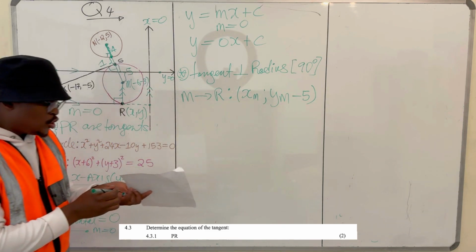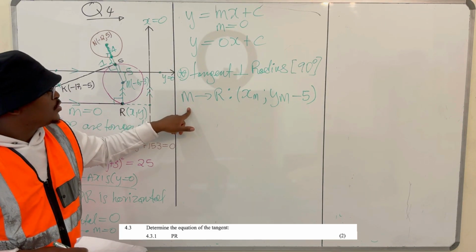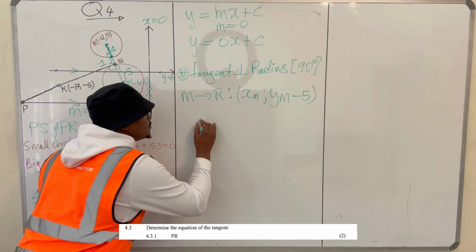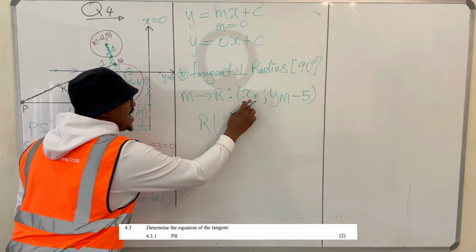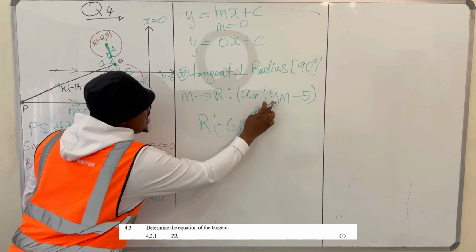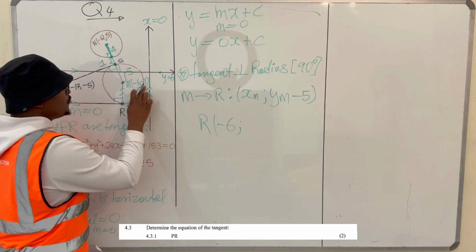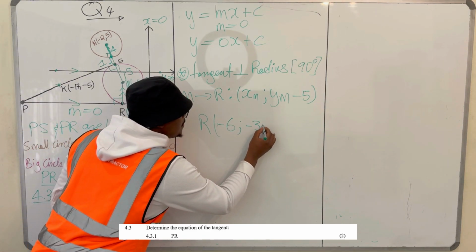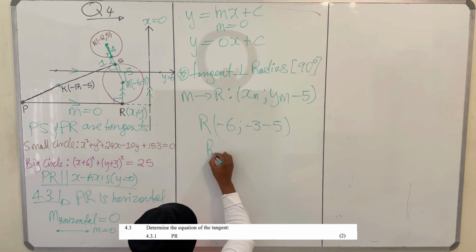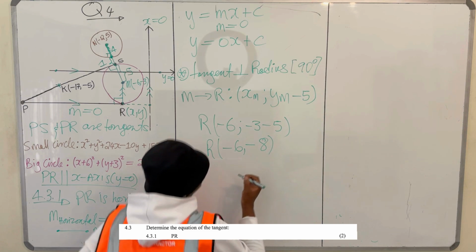No problem. So now, if you want the coordinates of R from M, they should look like this. It should be the x value of M, which was minus 6, and the y value of M, which was minus 3, minus 5 units. Then the coordinates of R are minus 6 and minus 8. So these are the coordinates of R.